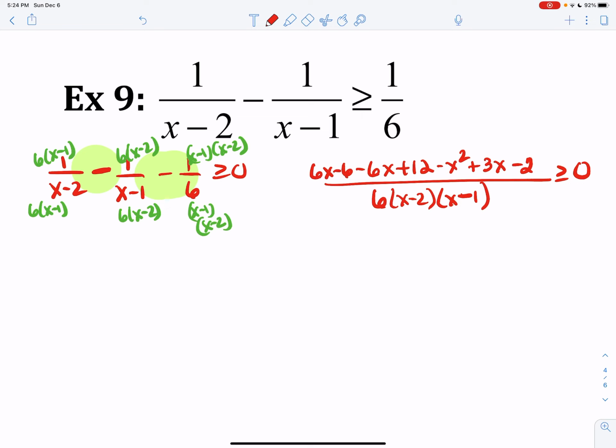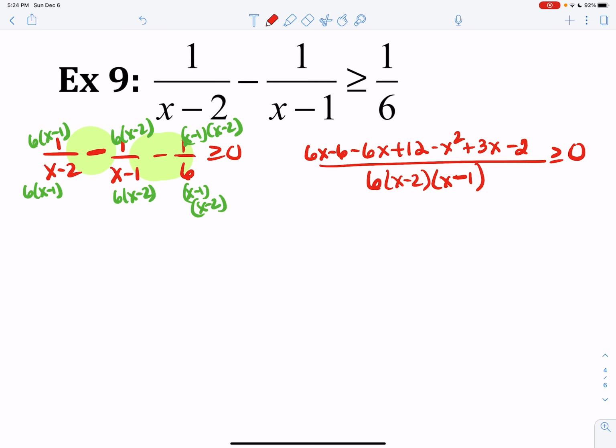We always combine like terms any opportunity that we can. So I'm going to have a negative x squared. These 6x's are going to cancel nicely. So we're just going to have a plus 3x. And then a negative 6 and 12 is a positive 6. And a positive 6 minus 2 is a positive 4.